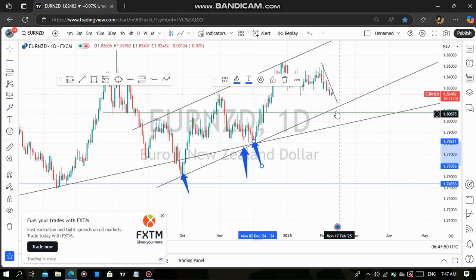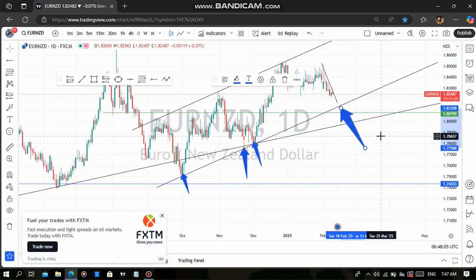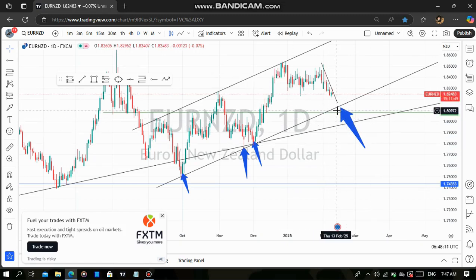So this area is our next possible entry. And I believe you know that we are on a daily time frame, so this can take days before we get our confirmation. Price is not on the uptrend line yet. So we still have a couple of days for price to get to our point of interest and get our confirmation before we can buy. So this is the first bias on Euro NZD.